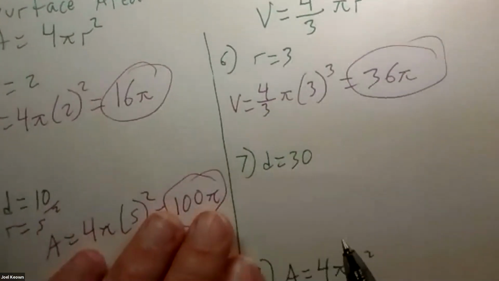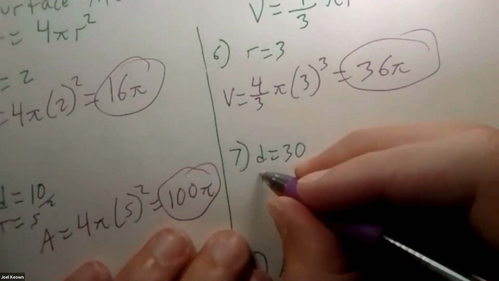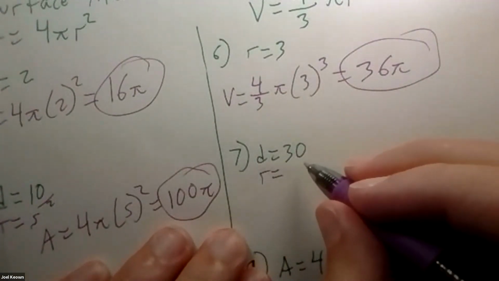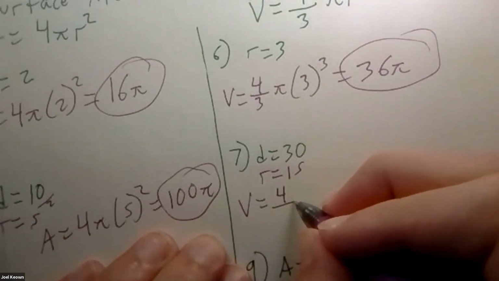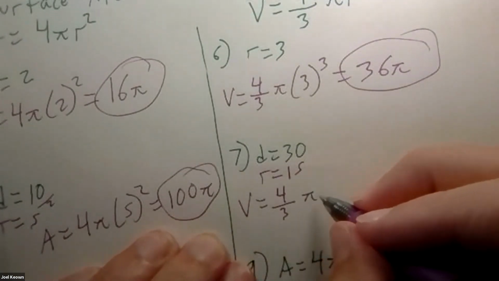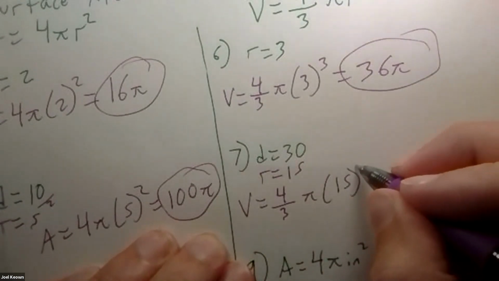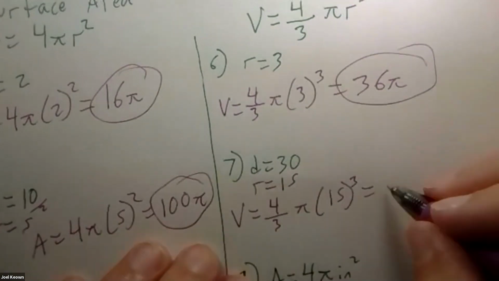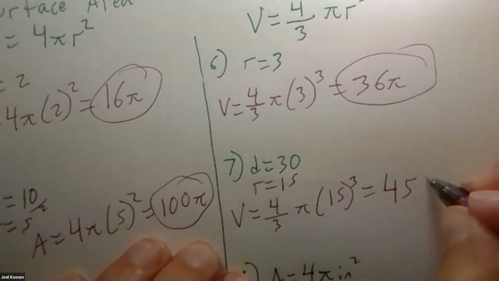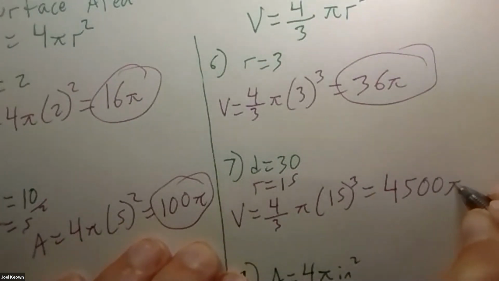All right, what if they give me the diameter? Well, if they give me the diameter, the radius is half of that, which would be 15. Plug in. 15 cubed. So I'm going to say 15 cubed, and then I'm going to multiply that by 4/3. And that gives me 4,500 pi.